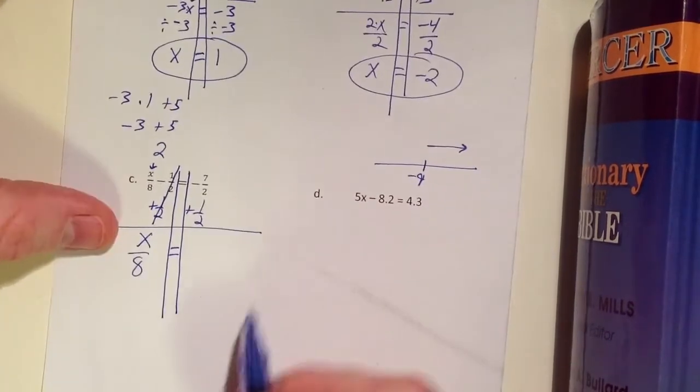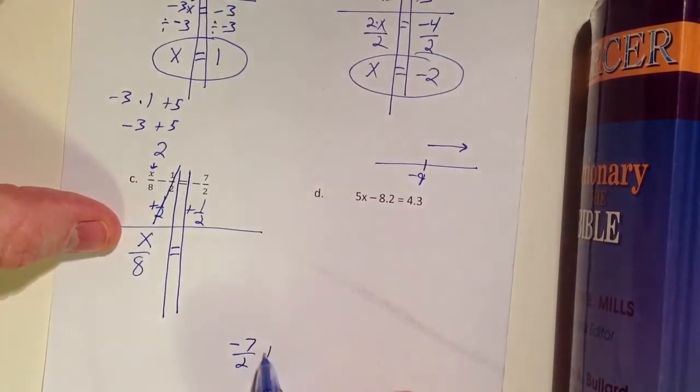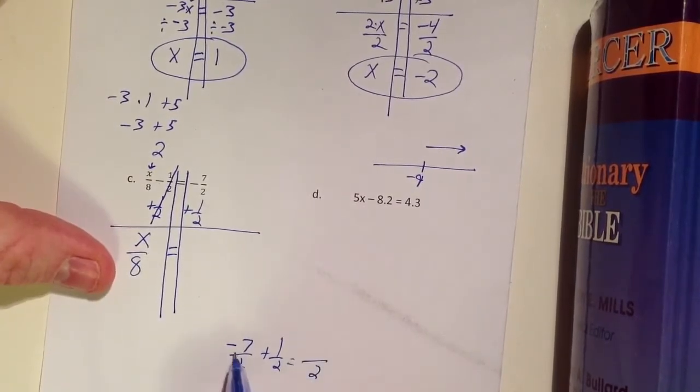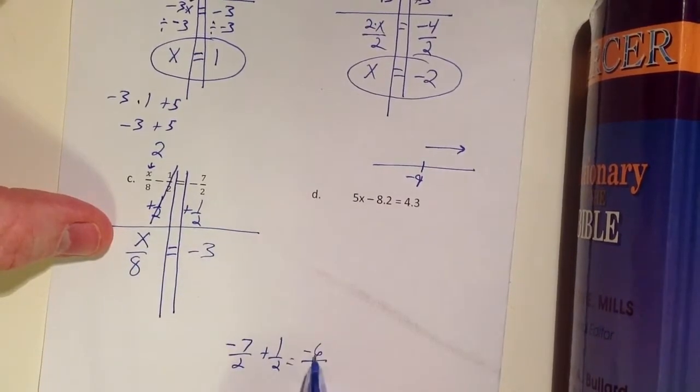I'm going to come down here. I'm going to say negative 7 over 2 plus 1 over 2. They're the same denominator, so I keep that the same. Negative 7 plus 1 is negative 6, so that's negative 6 over 2, which is negative 3. Negative and positive is negative. 6 over 2 is 3.